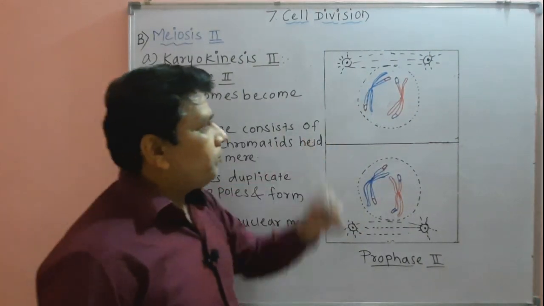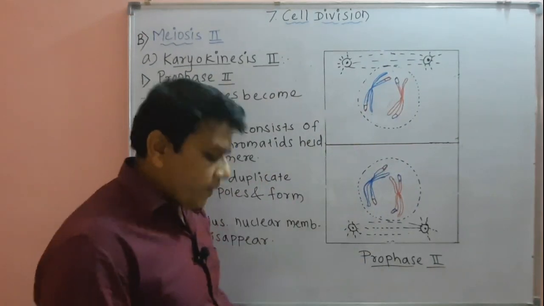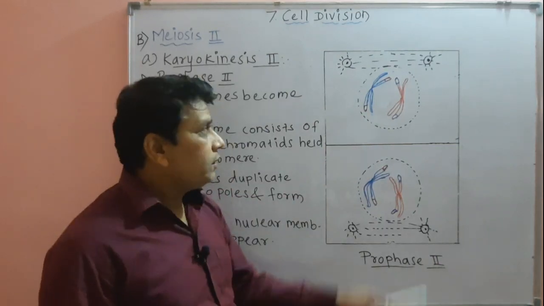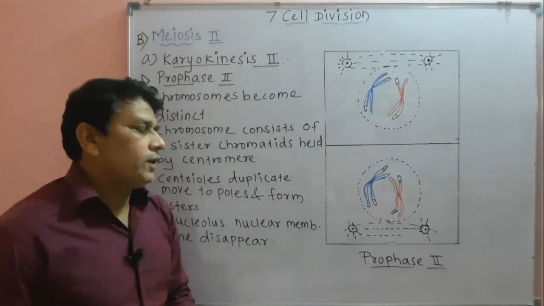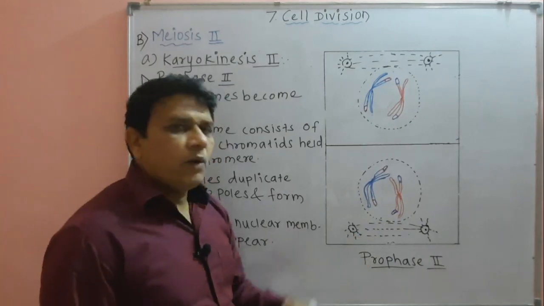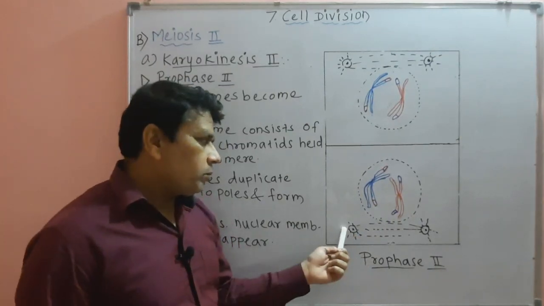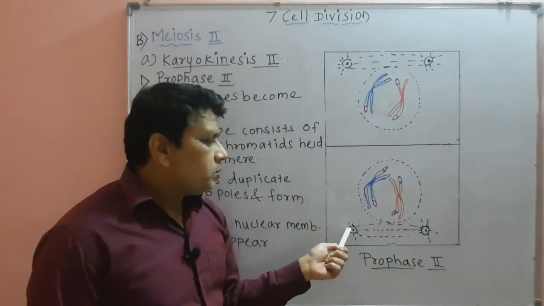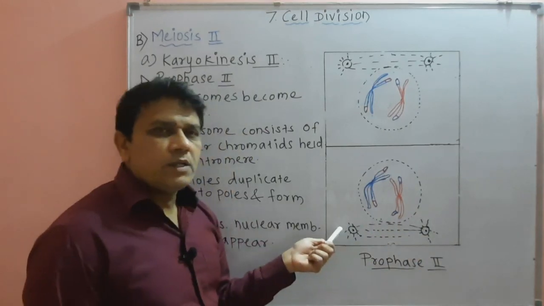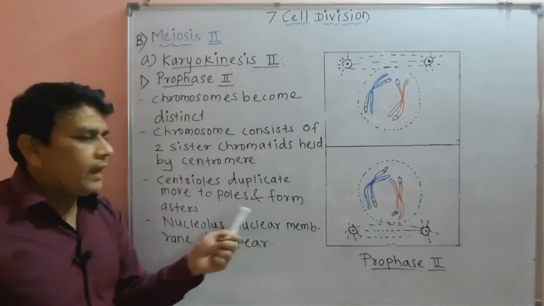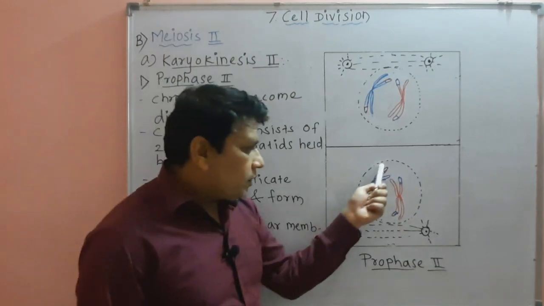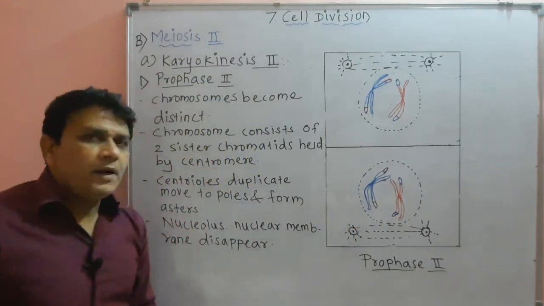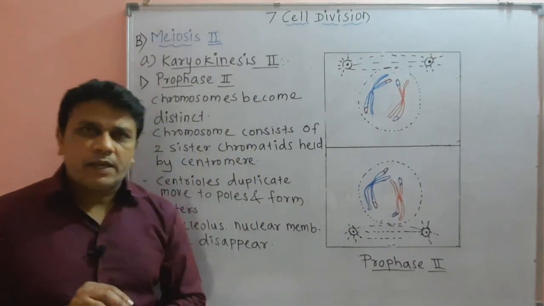Then each chromosome consists of two sister chromatids, and these sister chromatids are held together with the help of the centromere. Then the centriole duplicates and forms two centrioles, and these centrioles move towards the poles, or the ends, of the cells, and they form asters. Then the nuclear membrane as well as the nucleolus disappear in prophase second.